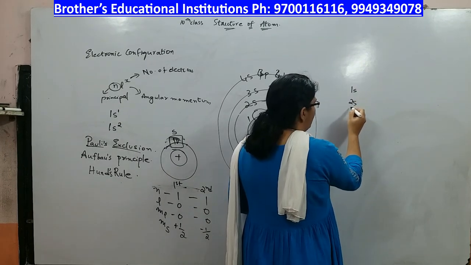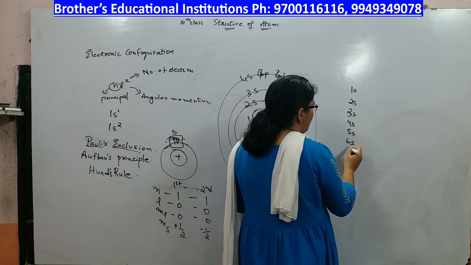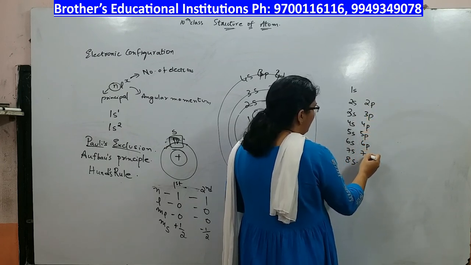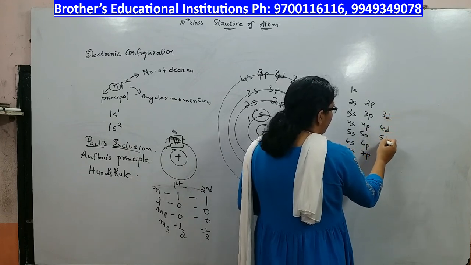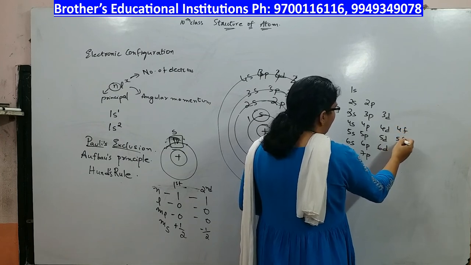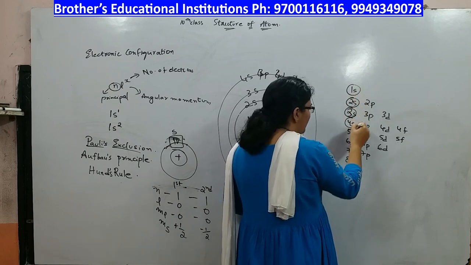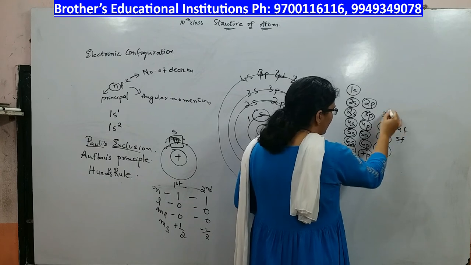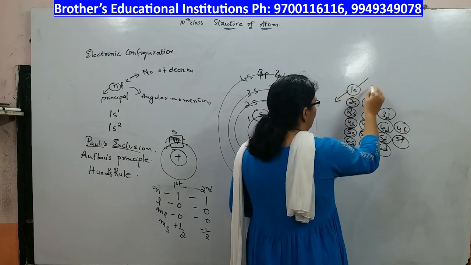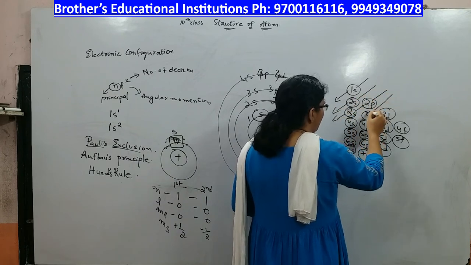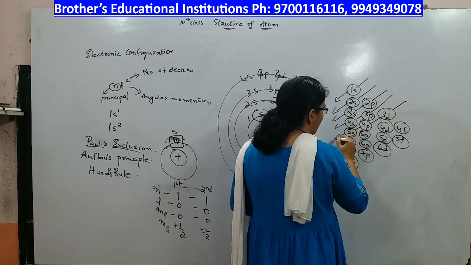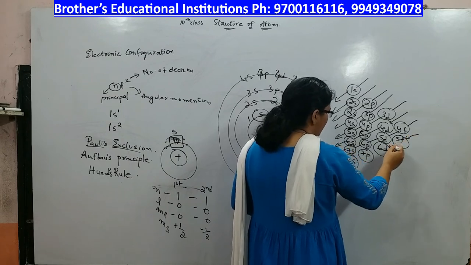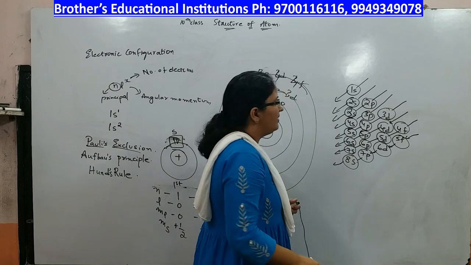Let us write the order: 1s, 2s, 3s, 4s, 5s, 6s, 7s, 8s; 2p, 3p, 4p, 5p, 6p, 7p; 3d, 4d, 5d, 6d; 4f, 5f. Now this is the order in which the filling of electrons takes place.